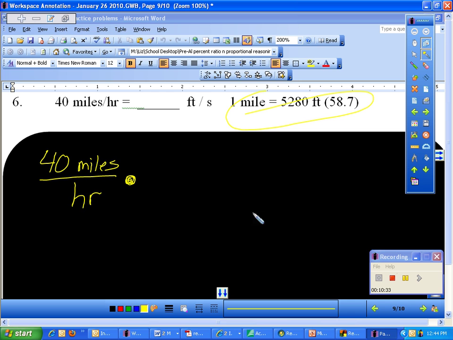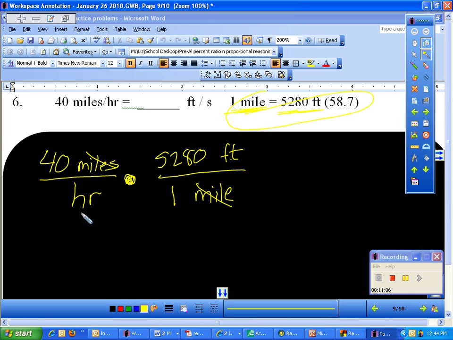5,280 feet. So, which one's going to go on the top, a mile or the 5,280? Which one's going to go in the top for me to use, Andy? Yep. How come the 5,280 feet is going to go on the top? Exactly. In order to be able to cancel out the miles, which is our goal here, and turn it into feet, you got to put them diagonally from each other. One's got to be in the numerator, one's got to be in the denominator.